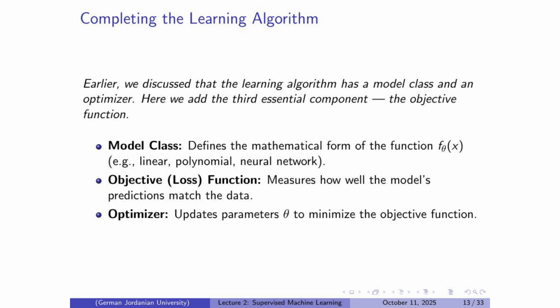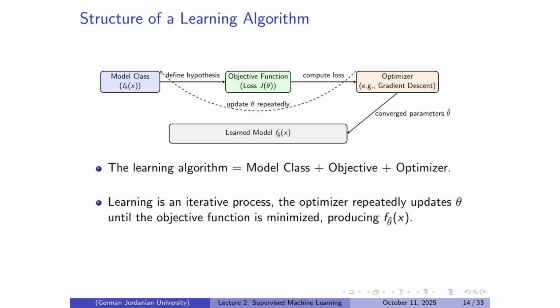Earlier, we saw the model class and optimizer. The missing piece is the objective or loss function. It tells us how wrong the model is. The optimizer adjusts theta to make this loss as small as possible. This diagram shows the full process. The model class creates predictions, the objective measures errors, and the optimizer updates theta repeatedly. When the loss stops improving, we get the learned model f hat theta of x.